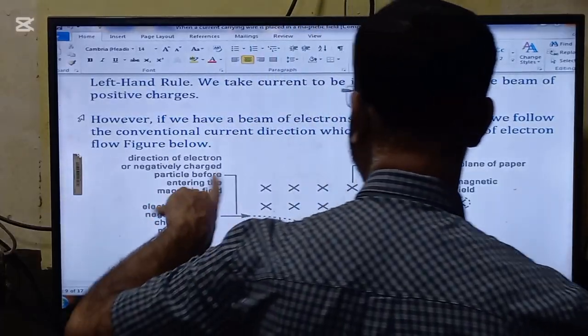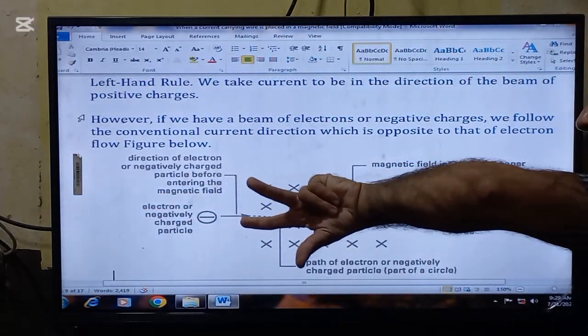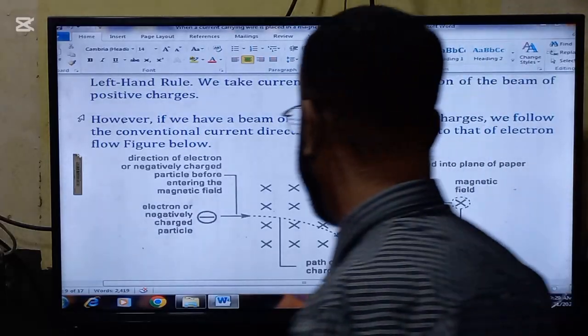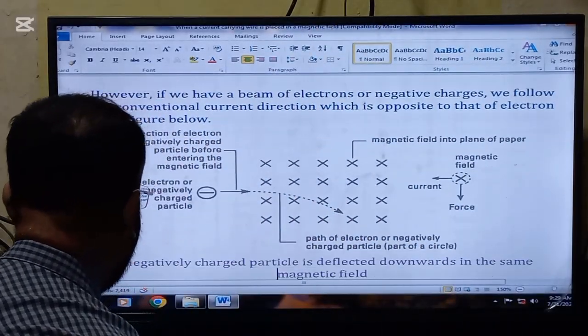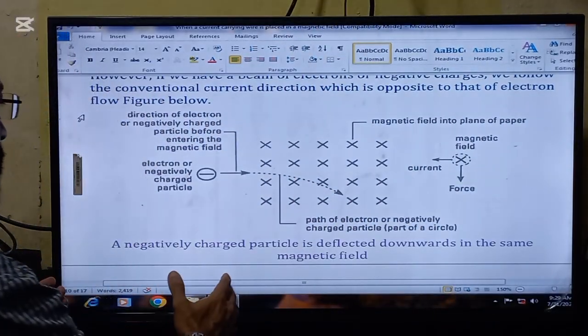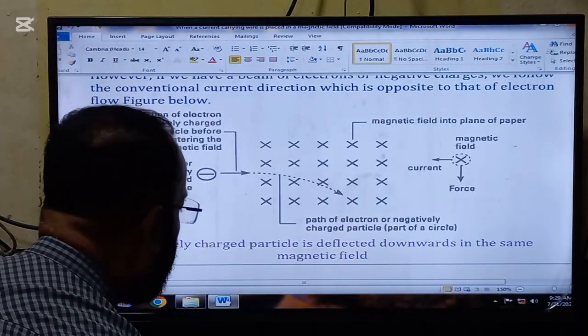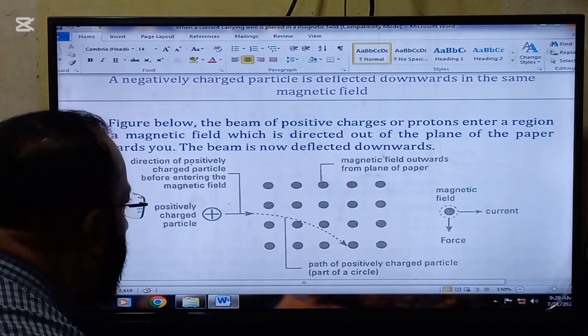So look now, this will be the rule. The force will be in the downward direction. So a negatively charged particle is deflected downward in the same magnetic field. Okay, here is another case.